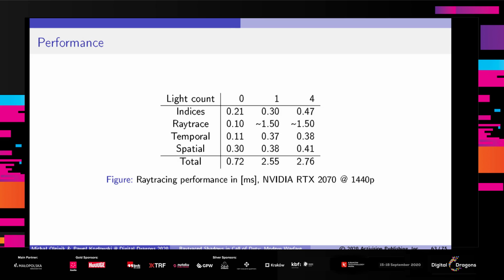Here you can see the average ray tracing performance. Our load balancer maintains constant cost of the ray tracing pass, which is usually about 1.5 milliseconds and rarely goes above 2 milliseconds, unless the location has a lot of alpha tested objects. The total cost of the whole denoising and ray tracing passes is less than 3 milliseconds.